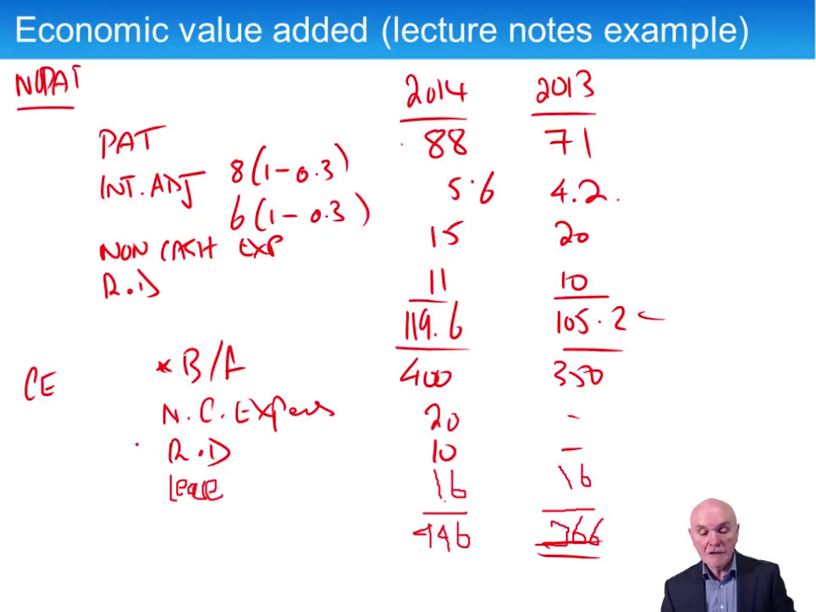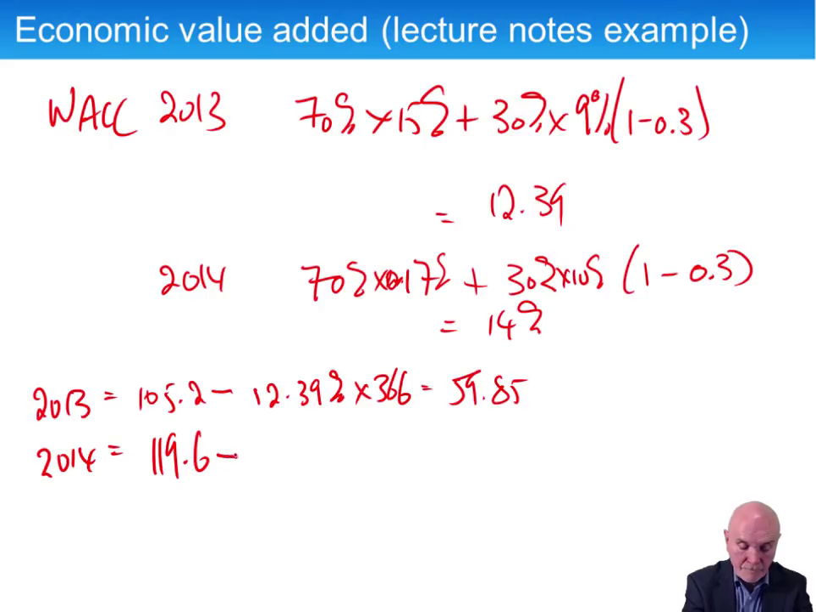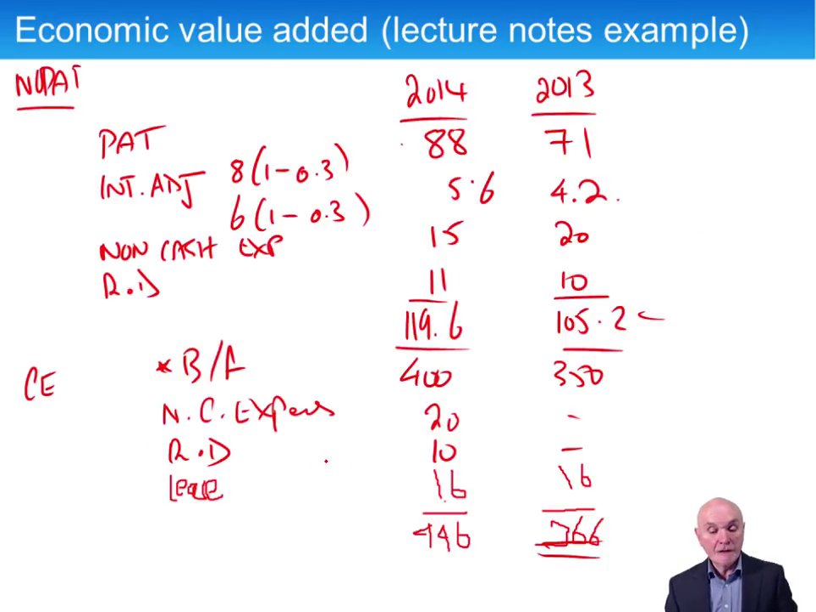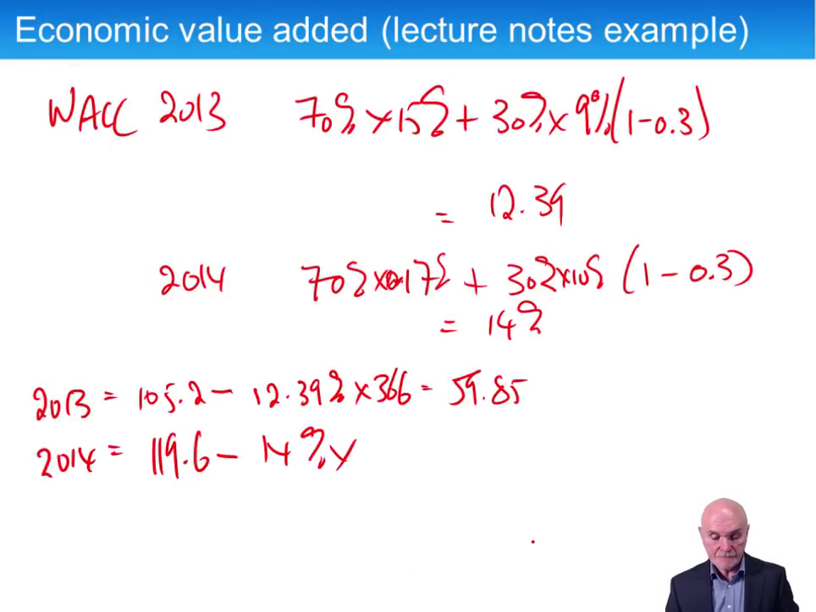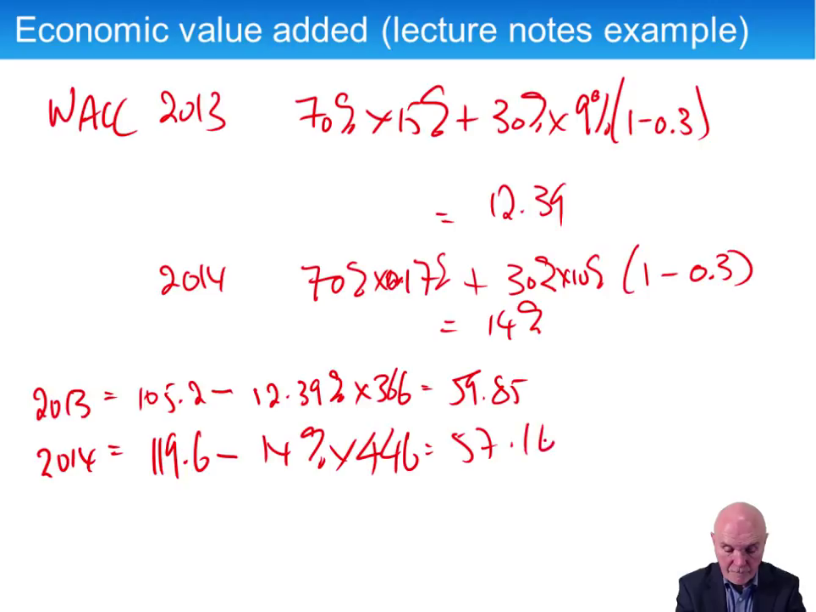For 2014, the NOPAT figure was 119.6, and the 14% is going to be the weighted average cost of capital, and the capital employed in 2014 as adjusted was this 446. So we have 0.14 times 446, $57.16. So we've had economic value added in 2013 of nearly 60, economic value in 2014 only about 57. Both are nice and positive, so we are adding economic value, but I suppose the performance in 2014 isn't just as good as it was in 2013.